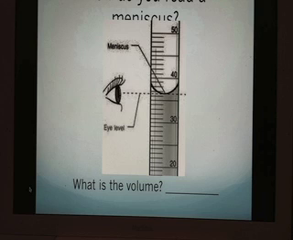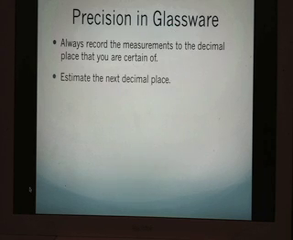Again, notice that we record what we know for sure. We know for sure it's 36 milliliters and a little bit. And I was estimating that it was closer to the 37 than the 36. So I said 36.6. All right, precision in glassware. You know, you pay a lot of money to get precision. And so always make sure that you write down your measurement as best that you can. You're always going to record the measurement to the decimal place that you're sure of, plus one more that you've estimated.